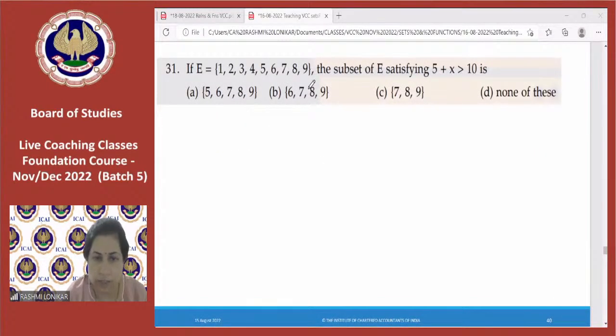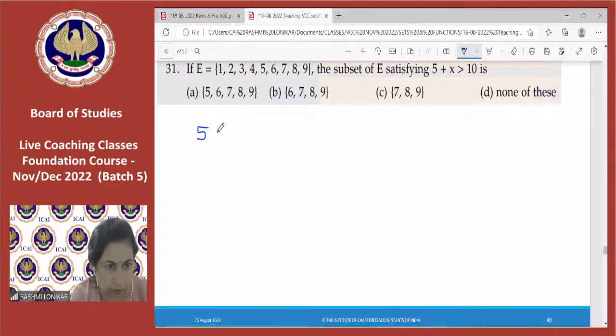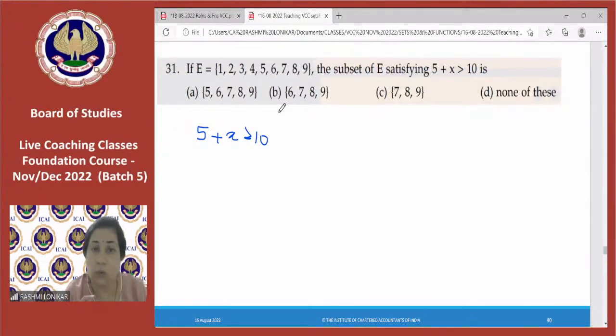The set E is given, and we need the subset of E satisfying 5 plus x greater than 10. So they have given us a set and they want us to find a subset. Let us try and do that. What is the condition that they have given? 5 plus x should be greater than 10. Now, can I take any numbers? No. I can take only numbers that are given to me in the set E.